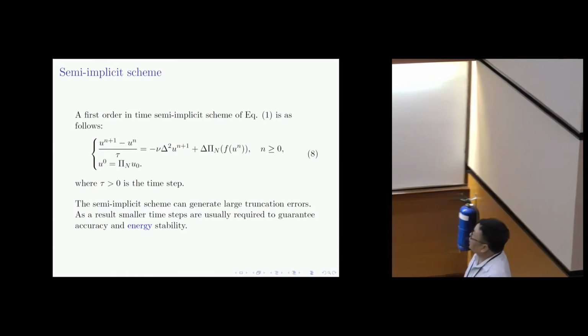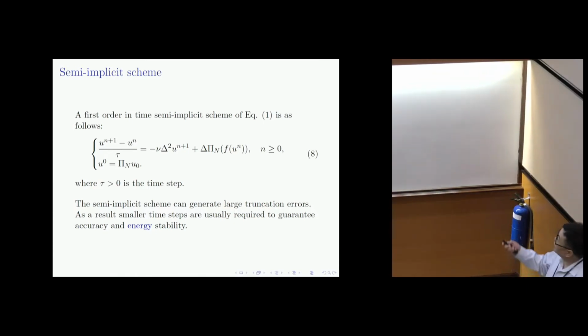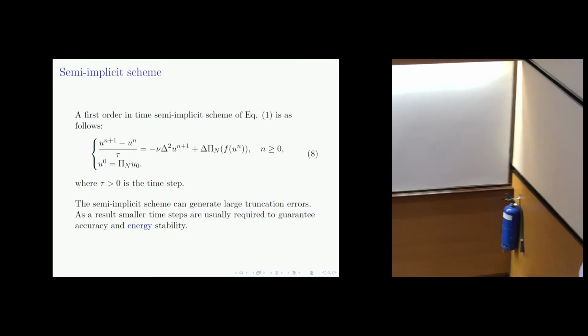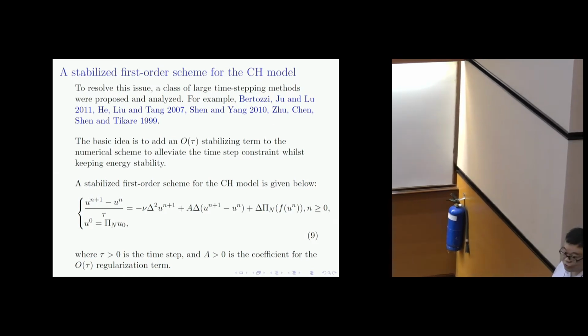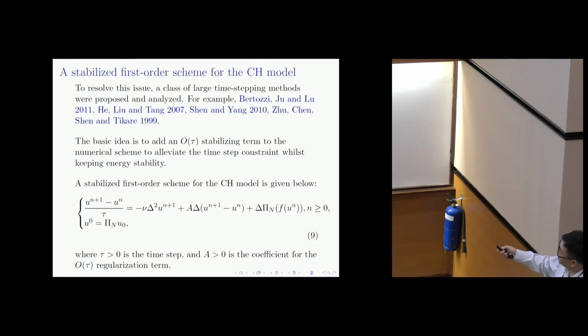Then a very simple remedy is to add a stabilization term to this backward Euler treatment. So the numerical scheme becomes equation 9. We add this first order stabilization term. You could say this term is order tau, right? So that's first order stabilization. A is the stabilization constant, a positive constant.